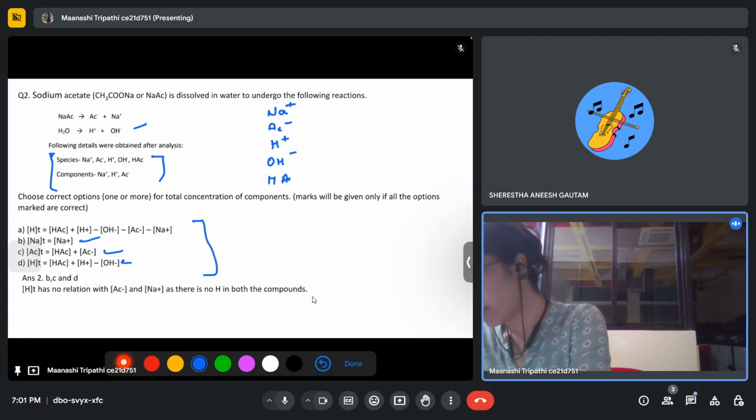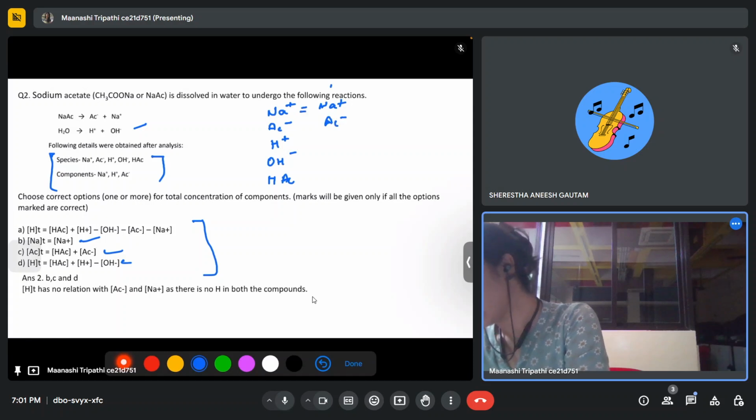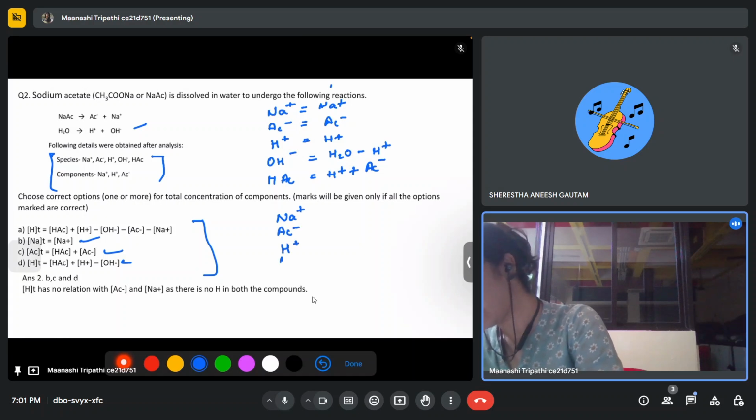What are the components that we will use? Na plus, here Ac minus. For H plus, only H plus is required. For OH, it will be H2O minus H plus. For HAc, H plus plus Ac negative. Okay. Now coming to the table: Na plus, Ac minus, H plus, OH minus, HAc, and the components Na plus, H plus, Ac minus.